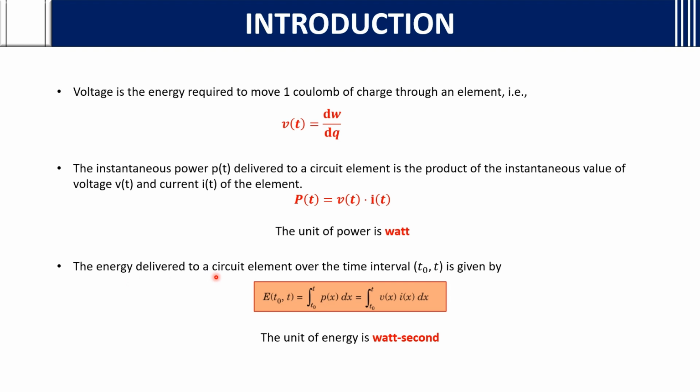The energy delivered to a circuit element over the time interval t0 to t is given by E, nothing but energy in the terminal. The interval is t0 to t. Integration over the interval t0 to t of P of x dx. Why? Because if we integrate power, then we get the energy. So P of x is nothing but what? V of t into I of t. We can write V of x into I of x dx. The unit of energy is watt second, or the unit is also given as joules.